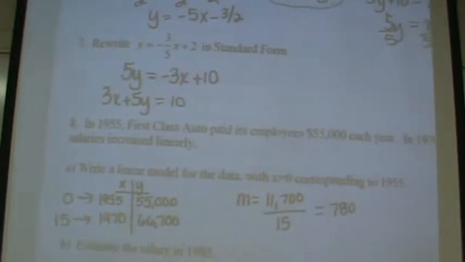So the answer to 7 is 3x plus 5y equals 10. Number 8.